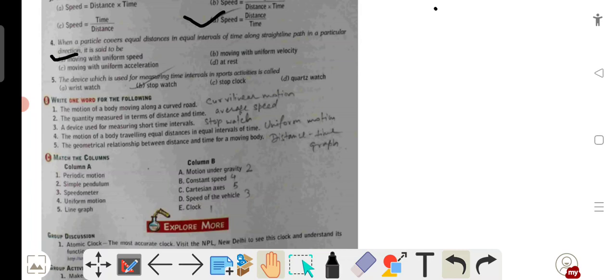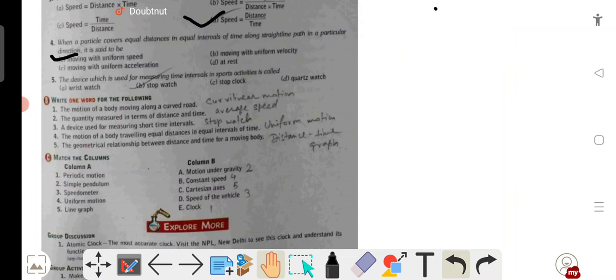Now match column A with column B. Which one is the periodic motion? Motion under gravity, constant speed, Cartesian axis, speed of the vehicle, clock. The clock always repeats after some time, so it is a periodic motion. It repeats itself in a periodic way.